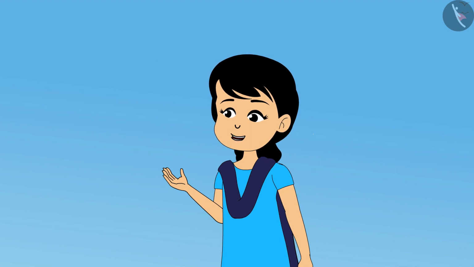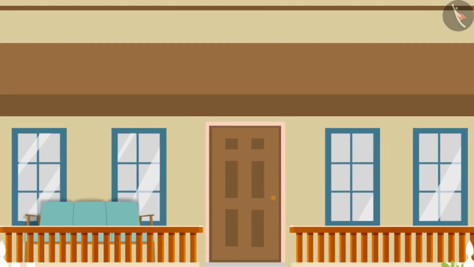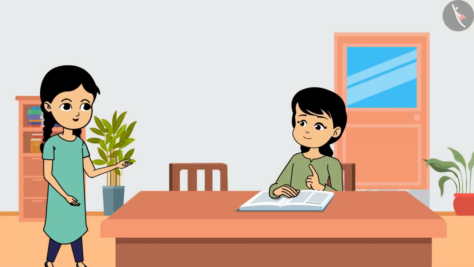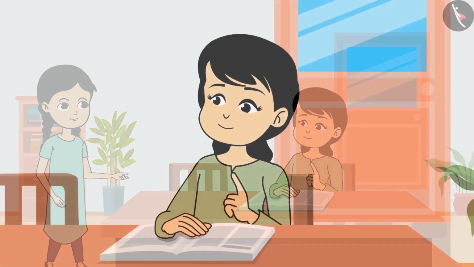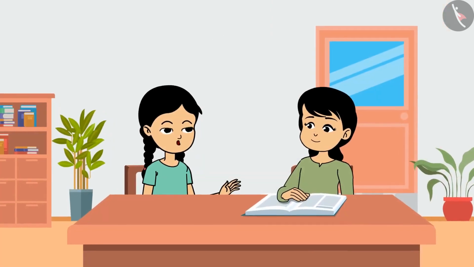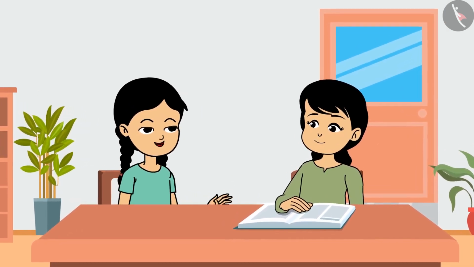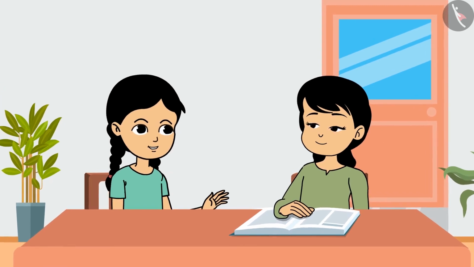I'm hungry. Let's eat something first. What are you reading, Didi? I brought the book World of Plants from the library today. Neelu, come here and sit. It has quite interesting facts about plants. Didi, we were talking yesterday about plants that do not make their own food. Tell me more about that.